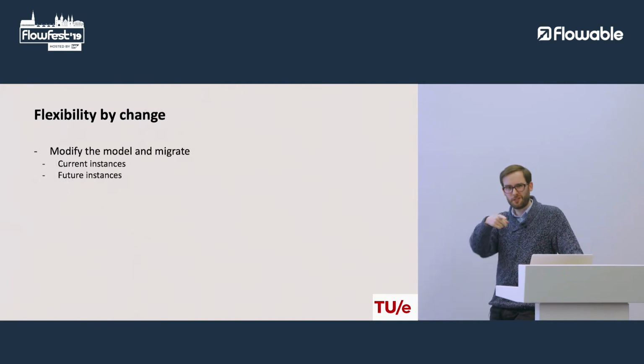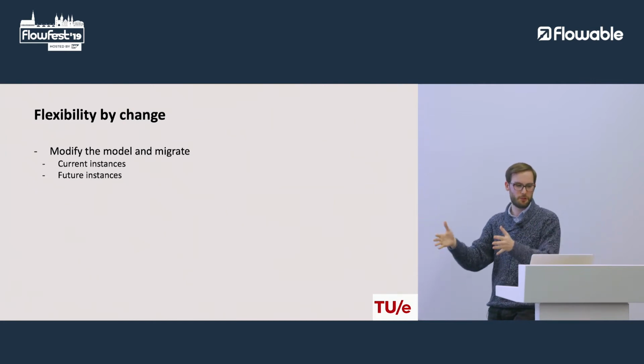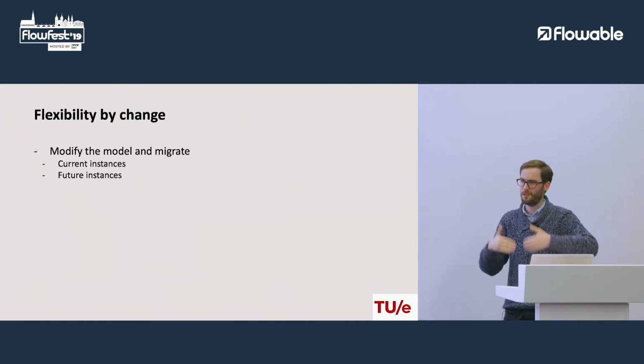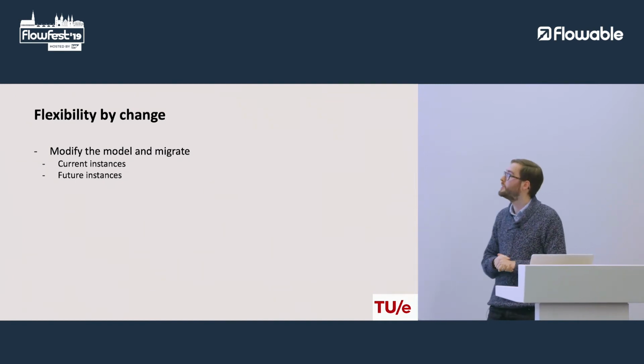And this is something that needs to be supported by the engine. Flexibility by change, that's something linked to the previous presentation, when you want to change the model and you want to eventually migrate, or have the new instance start with the new model and the previous one go with the previous model. That's something that Flowable supports pretty well. Maybe on CMMN the migration is not fully supported, but on BPMN it is pretty mature.